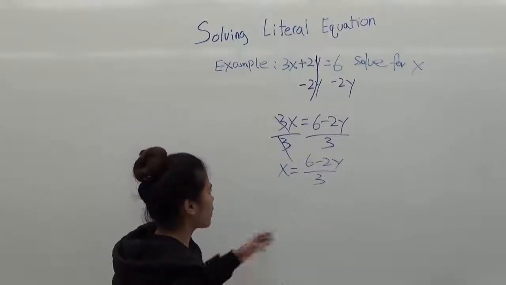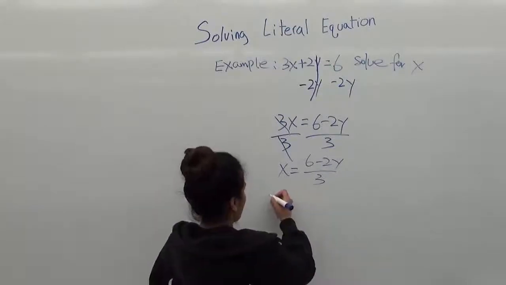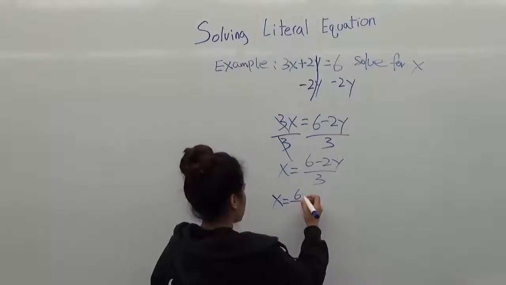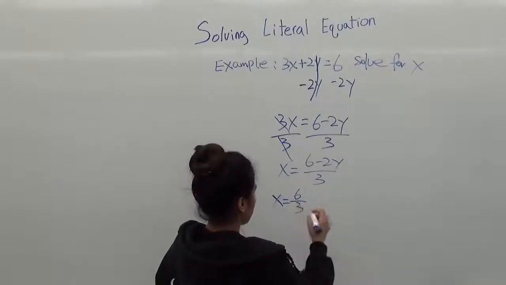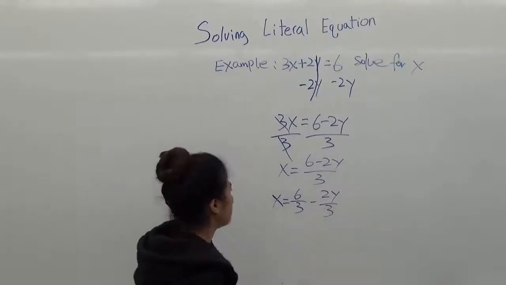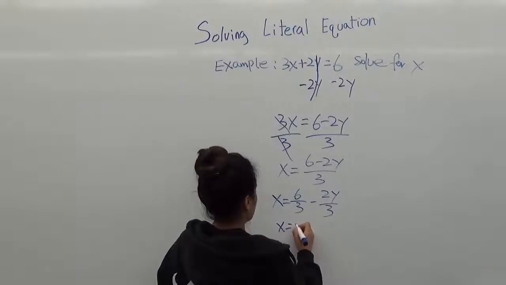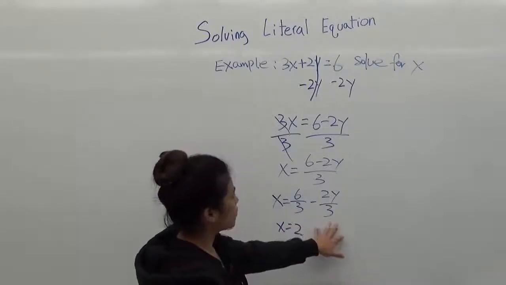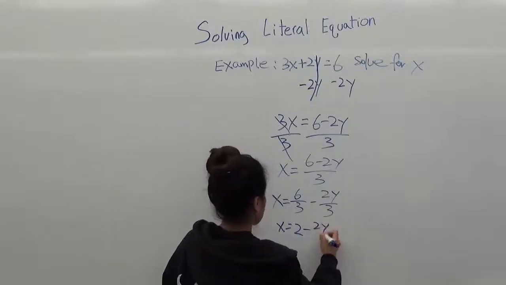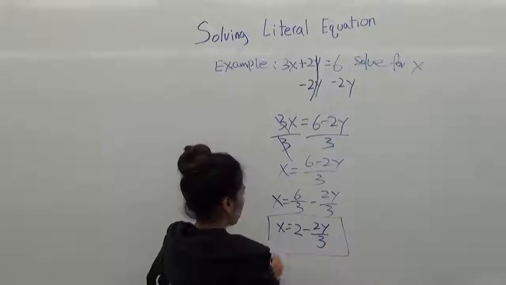more. We can break this fraction into two fractions. We get 6 over 3 minus 2y over 3. Then 6 divided by 3 equals 2. And for this term, there's nothing to be simplified, so we just keep it as it is. And this is the final answer for the problem.